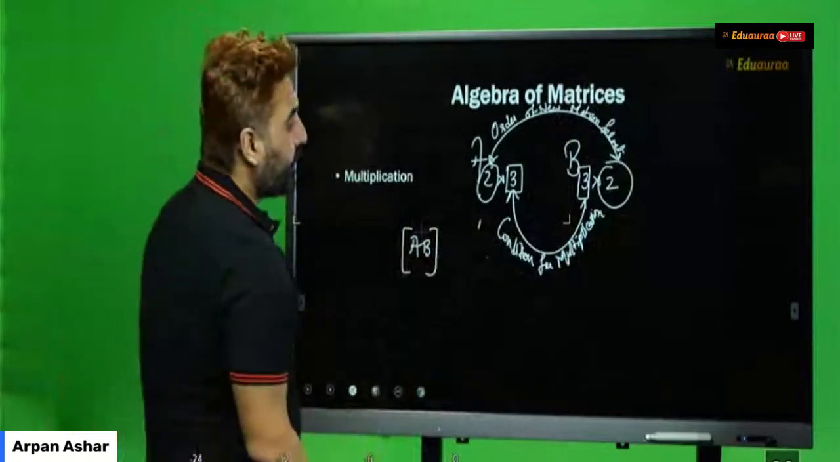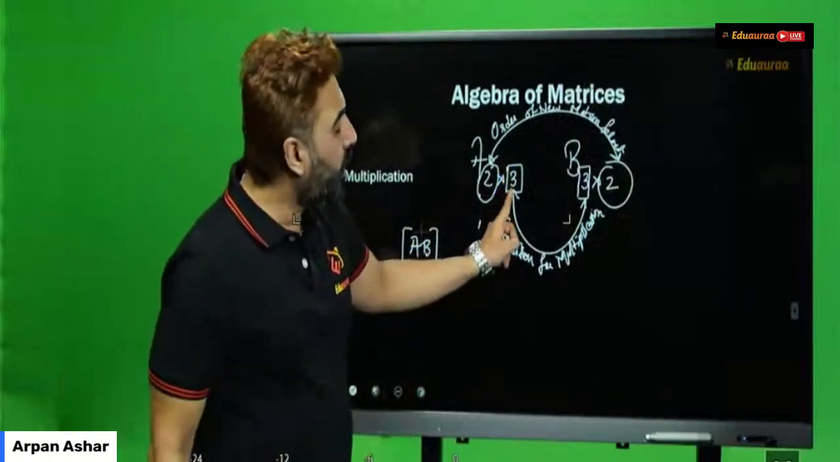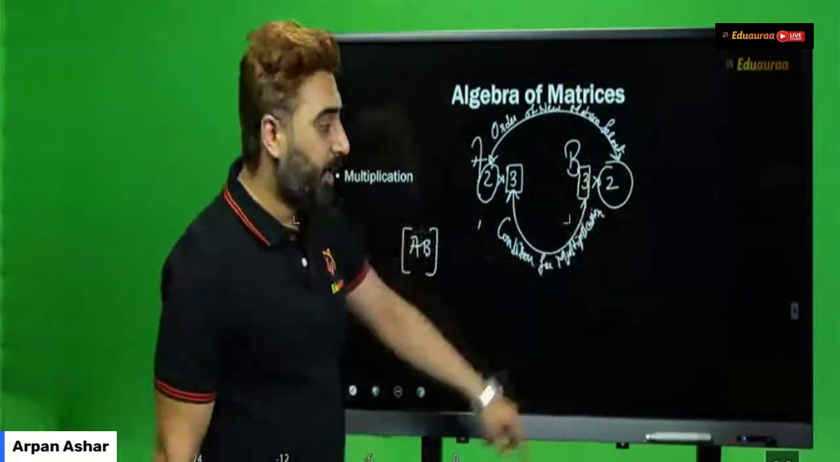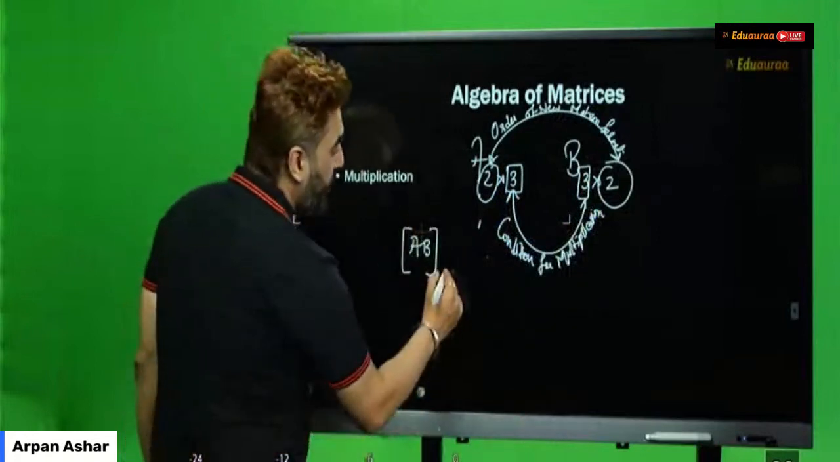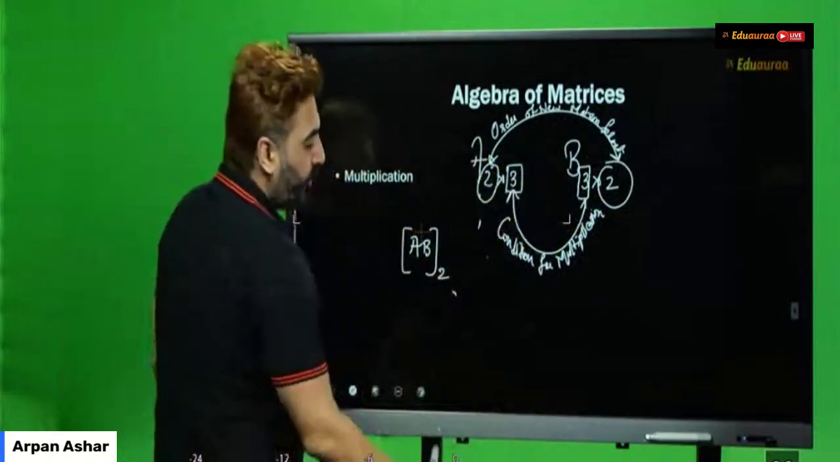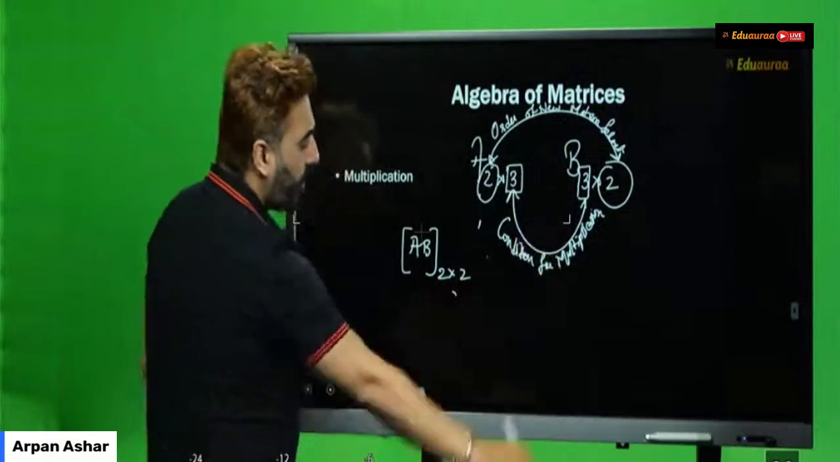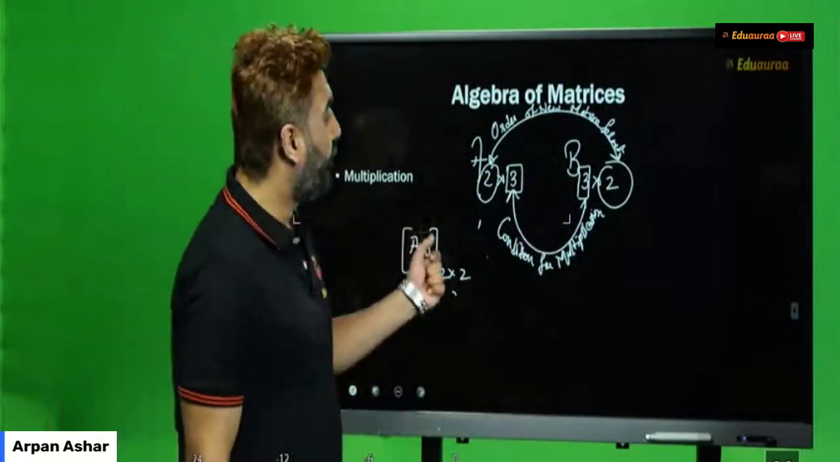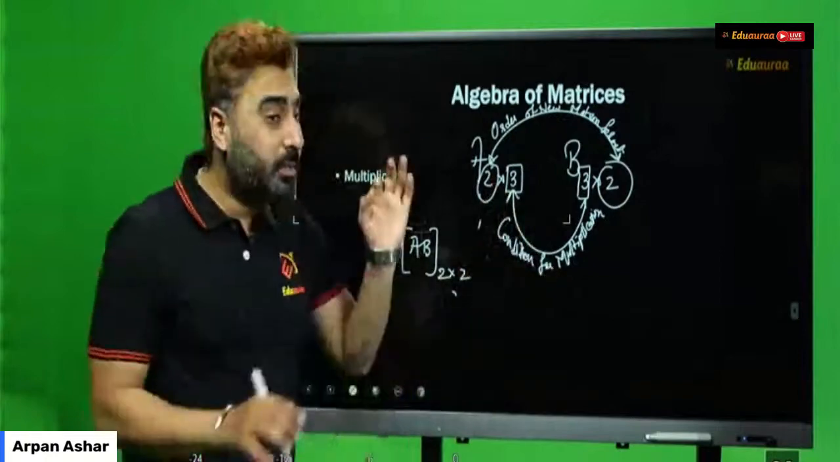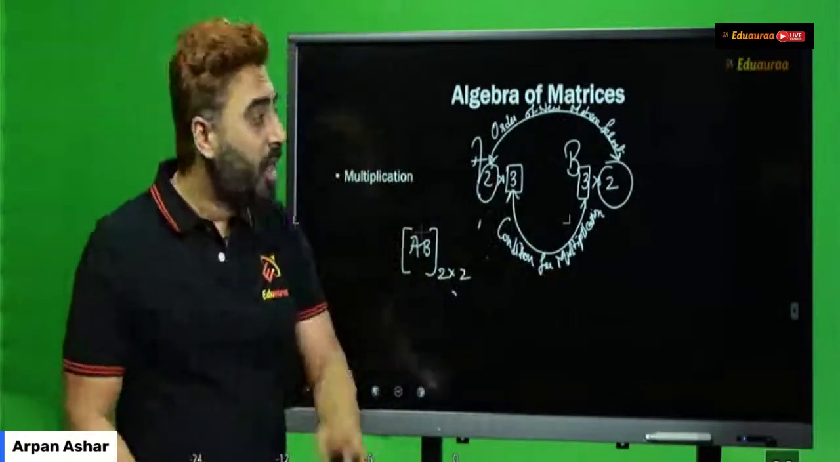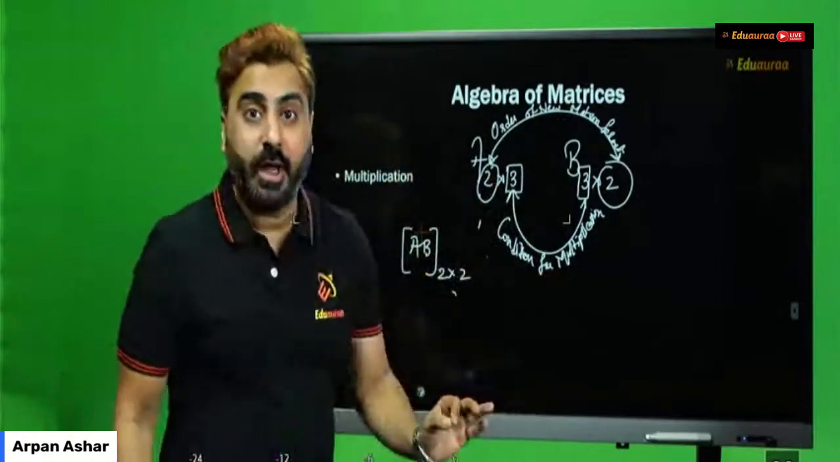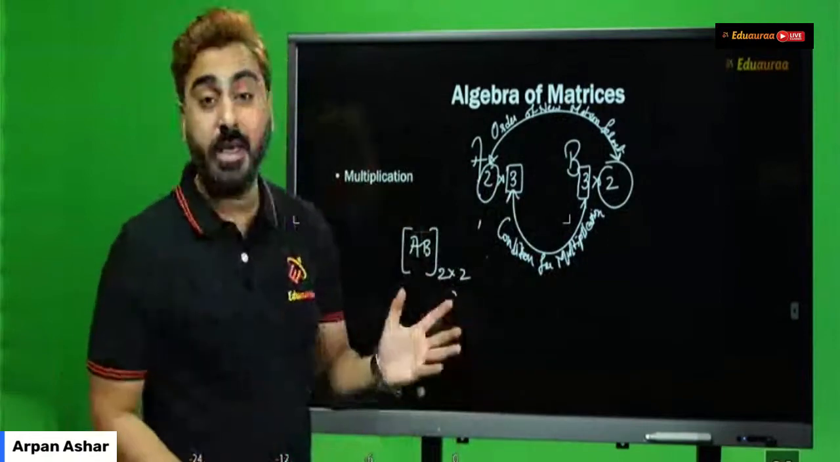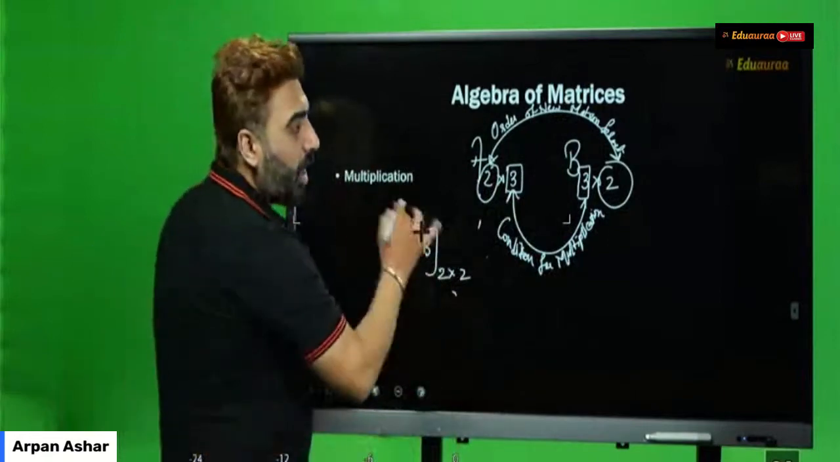What is the condition? Column of first should be same as row of second, and the new matrix formed will be row of first and column of second. And this is how we find matrix multiplication. But students, ये सिर्फ condition है, multiply करना बाकी है. So this is how we multiply.